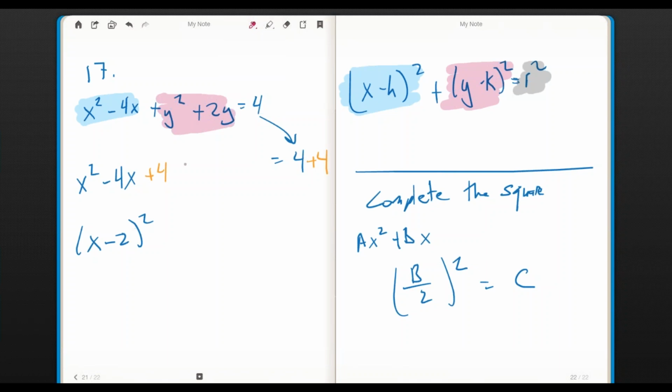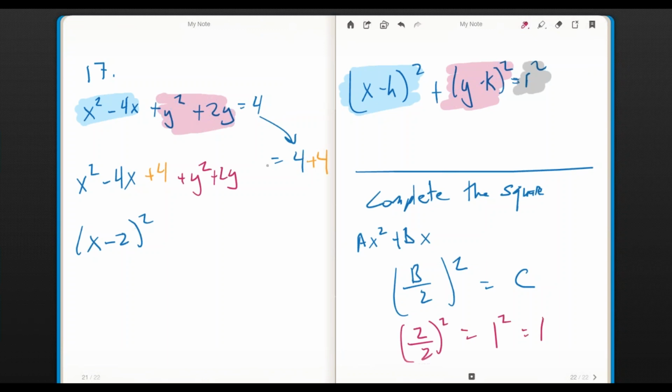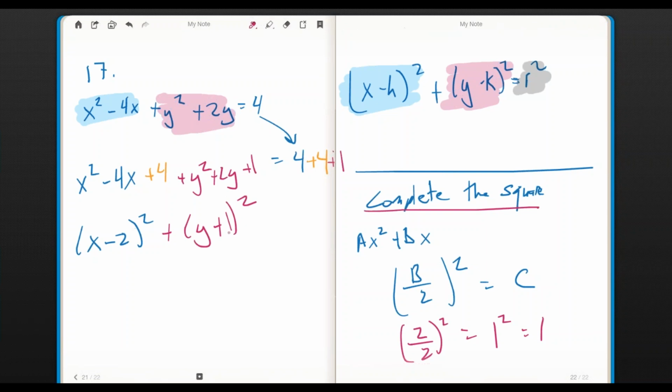Then I have y squared plus 2y. I'm going to do the same process here. My b value is 2. I'm going to divide it by 2 and square it. That's 1 squared, or 1. So I'm going to add 1 to this one and add 1 to this one. Again, the whole point here is if I complete the square correctly, I'll have a perfect square. On the right side, 4 plus 4 plus 1 is 9.